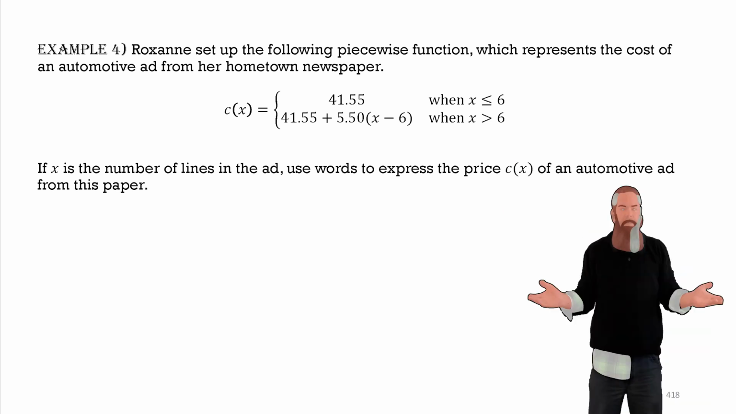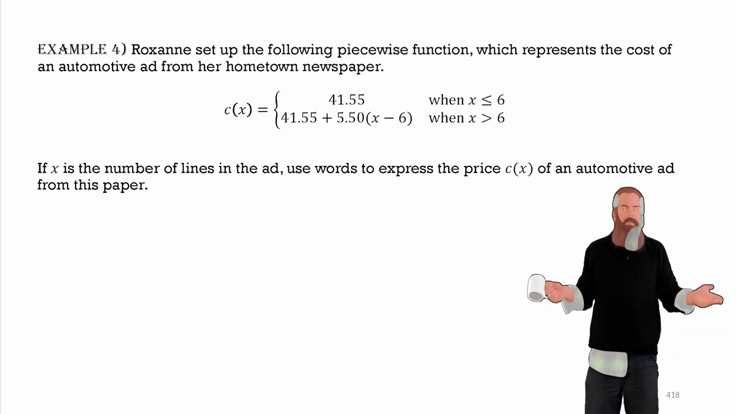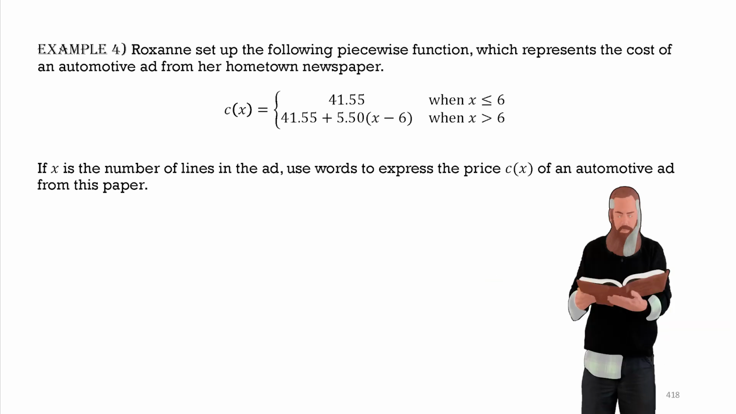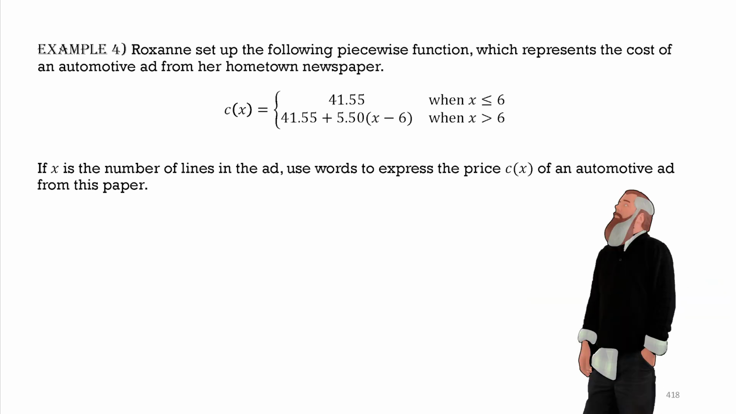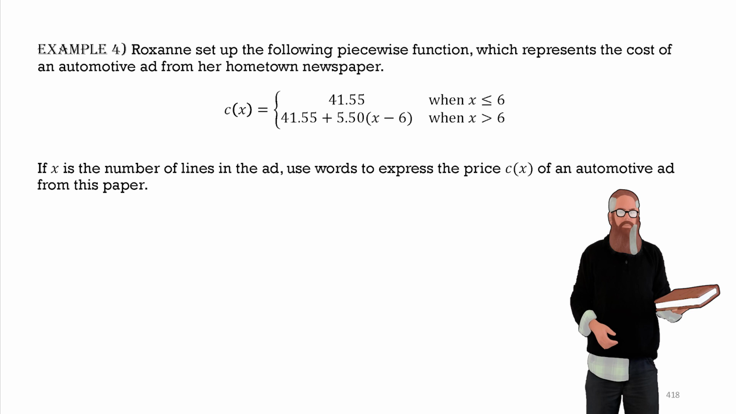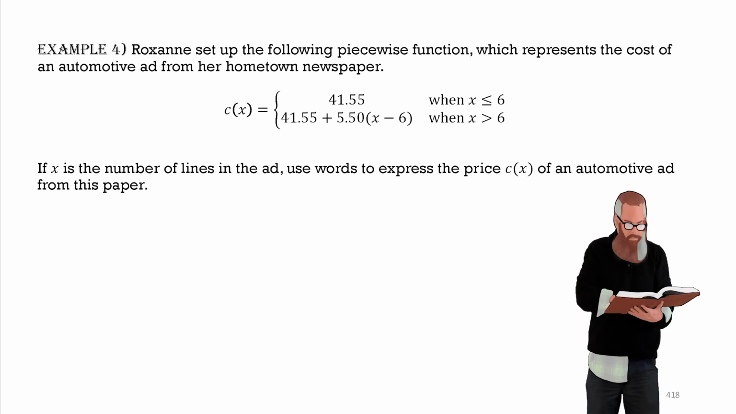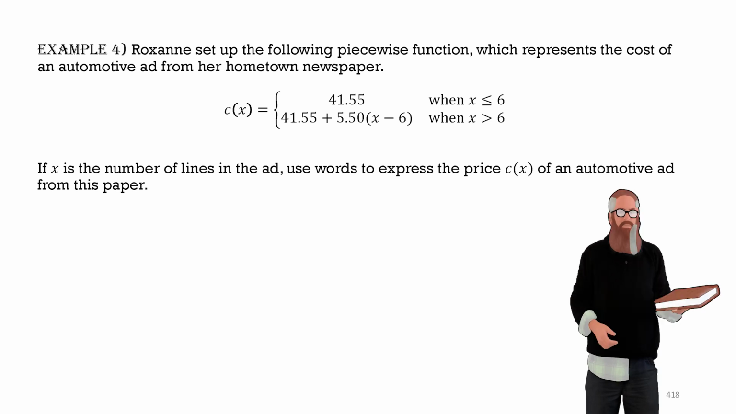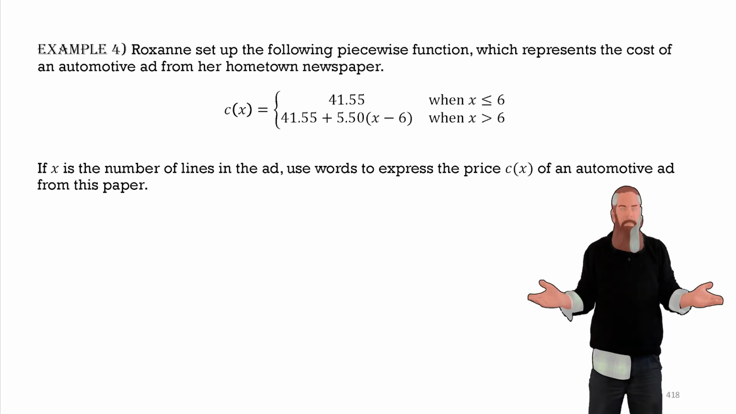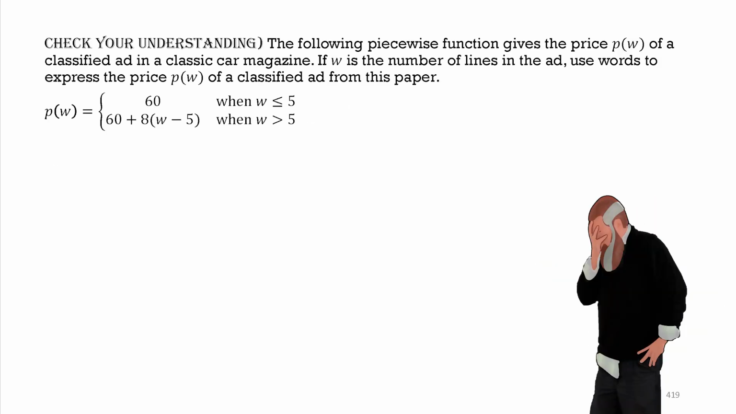Next, look at the second line. The expression x minus 6 gives the number of lines over 6. That expression is multiplied by 5.50, so the cost of each extra line must be $5.50. The inequality x is greater than 6 tells you the cost is $41.55 for the first 6 lines and $5.50 for each line over 6. Now, let's check your understanding of this.